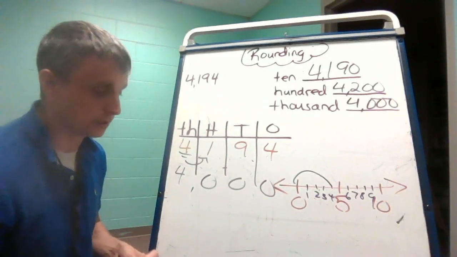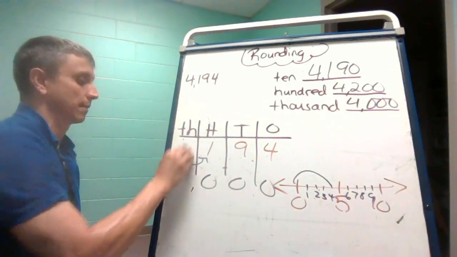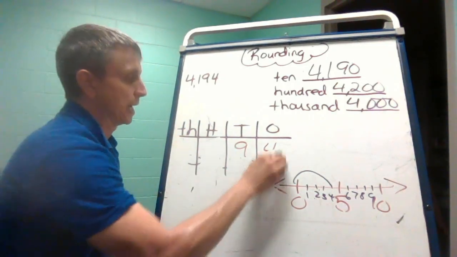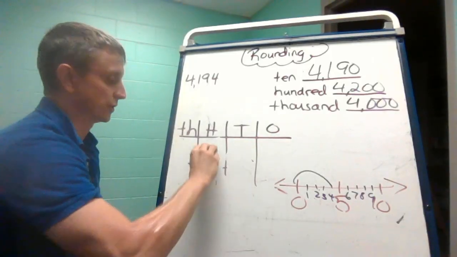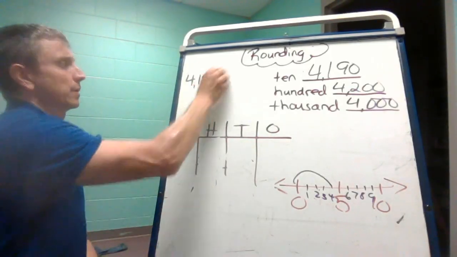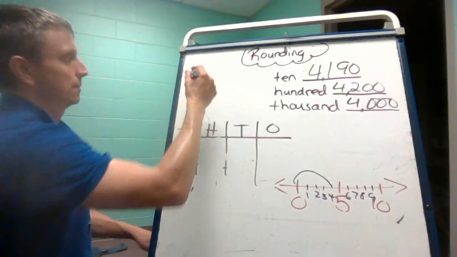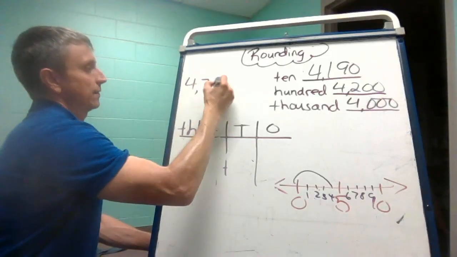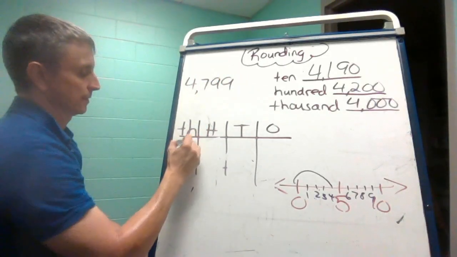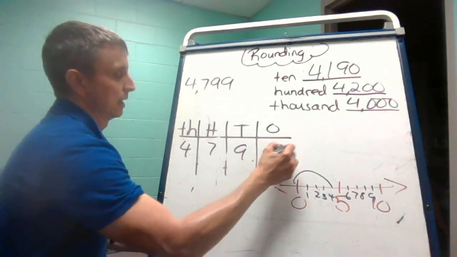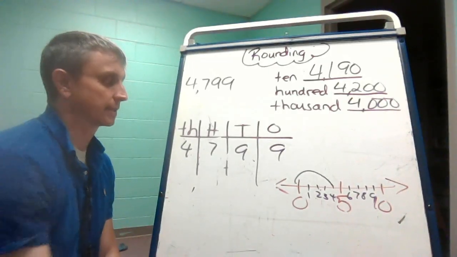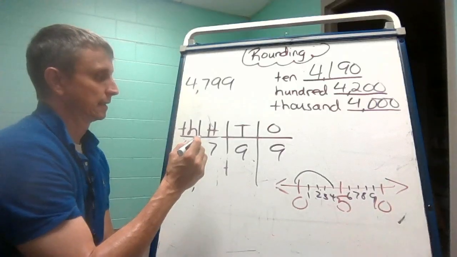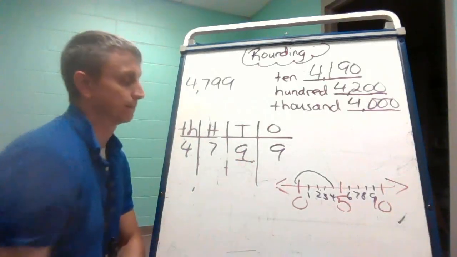One more thing. There are some tricky ones that might come your way, especially when you have a number with a whole bunch of 9s in it or a whole bunch of digits that are greater than 5. Let me show you what I'm talking about. Let's say I'm trying to round 4,799. Put that in my place value chart. And I want to round that to the nearest, you know what, let's make it, yeah, this is fine, to the nearest 10.